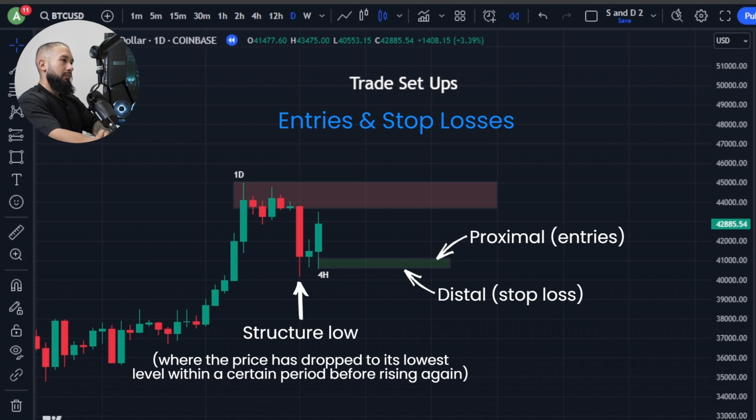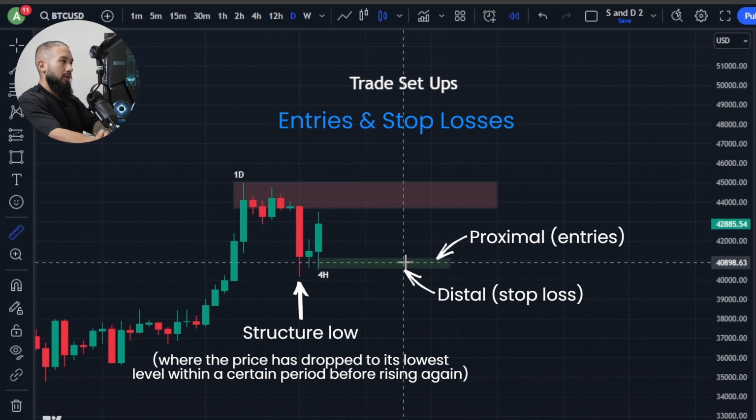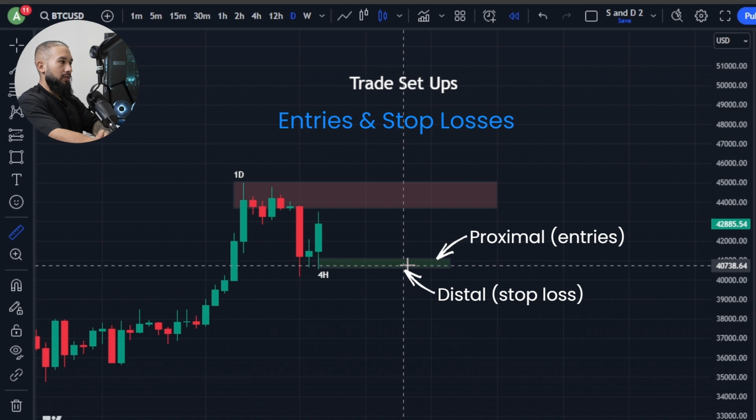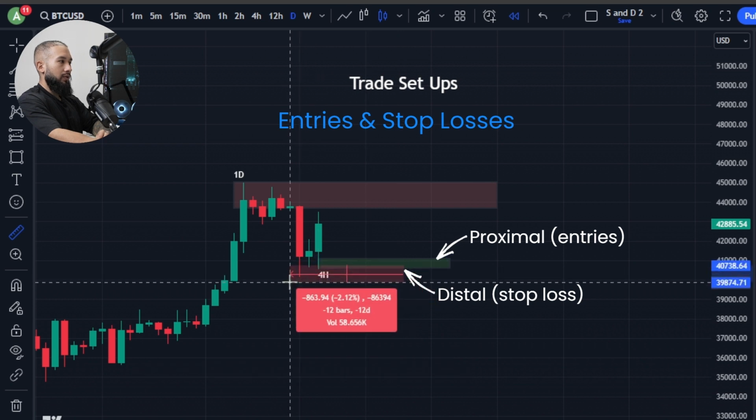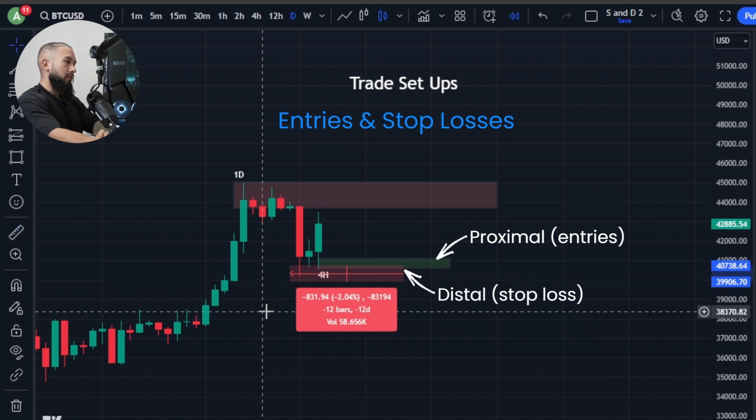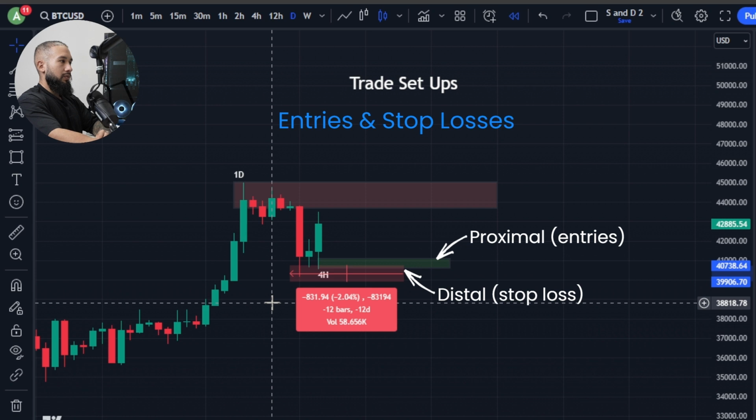This is the method I prefer, depending on how good my entry is. So for example, if I take this measuring tool, if I was to get a good entry around the low of this distal line and go over here to the previous structure low, I would set my stop loss at a max of about 2%, risking 2%. This would be in a great scenario.